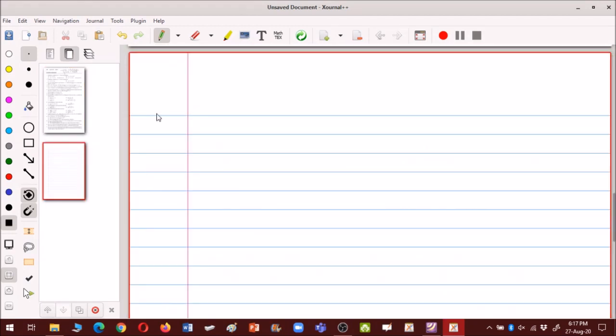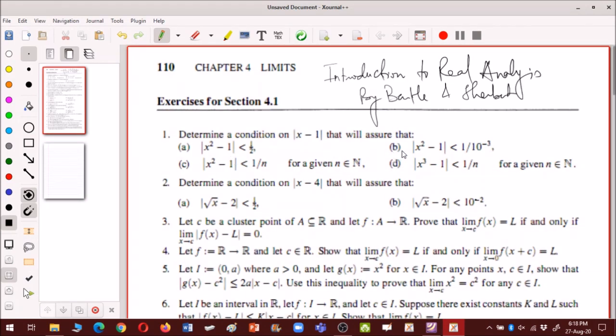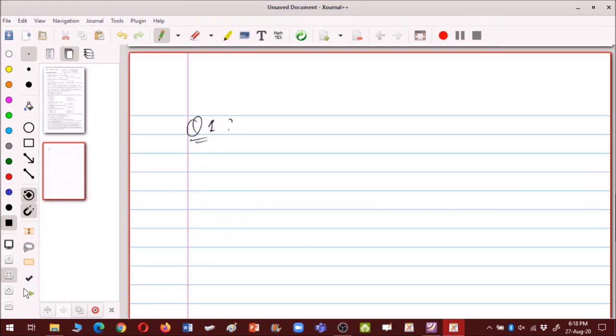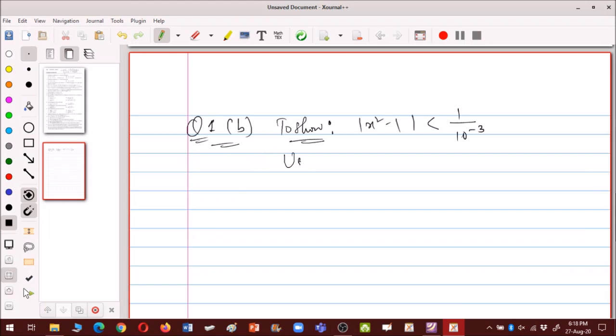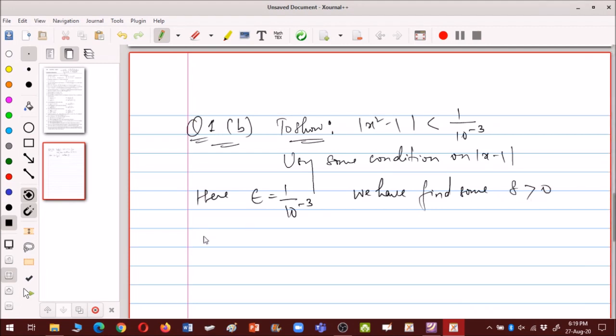So for that, let us start with the B part. Question 1, B part I will discuss. We have to show |x² - 1| is less than 10^(-3) using some condition on |x - 1|. So here epsilon is equal to 10^(-3), and we have to find some delta greater than 0 such that |x - 1| less than delta should imply |x² - 1| less than epsilon. So this is what we have to find.